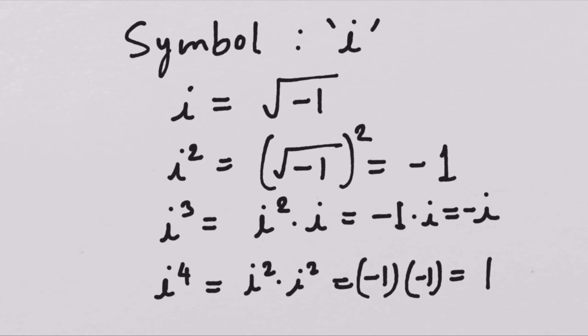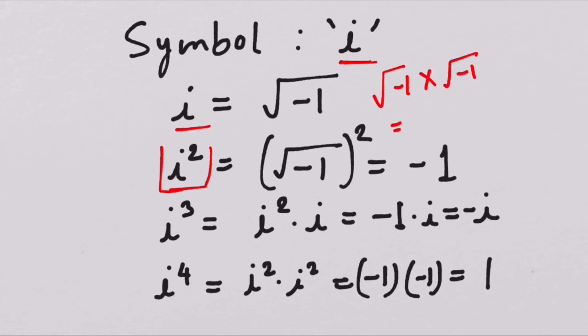Now the symbol for iota is i. It is the universal symbol for iota, and as we know, i is equal to under root of minus 1. So if we square this, iota square is actually squaring the under root of minus 1, which is under root of minus 1 into under root of minus 1. We cancel the square root and we come up with minus 1. So this is the result of iota square.